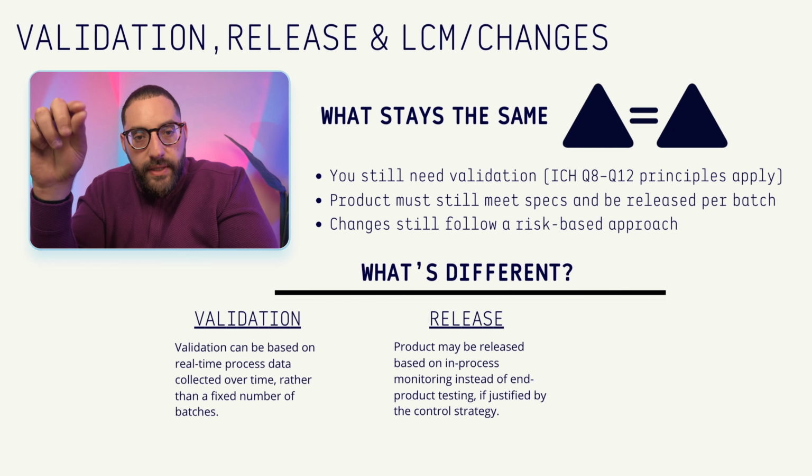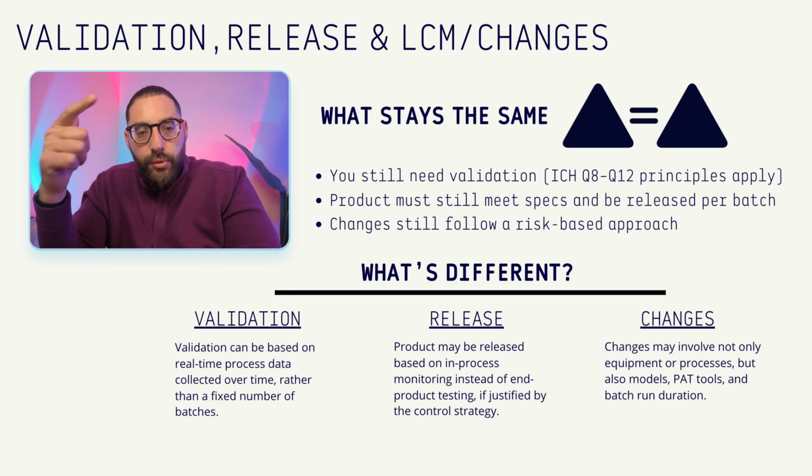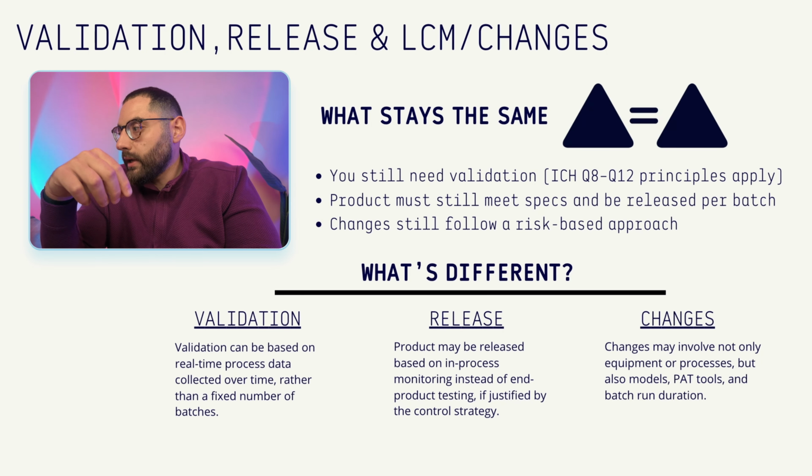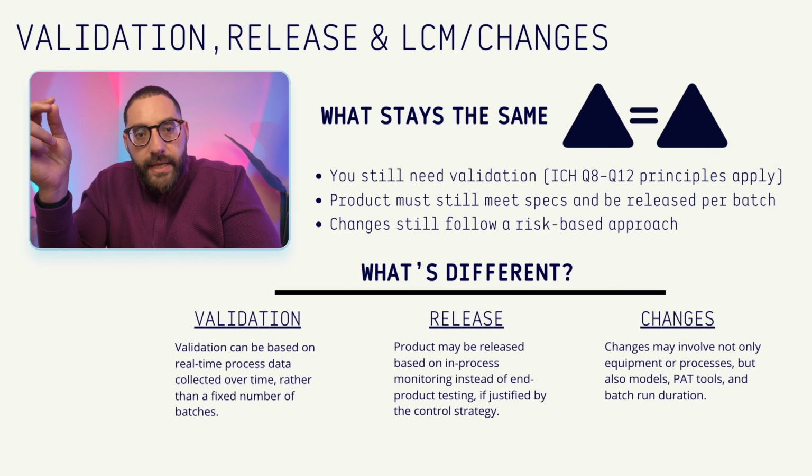And for lifecycle management, changes may not only impact product, process, or equipment. There may be additional impact assessments that you may have to do, like on your process analytical technology, if you have it, and if it has any impact on how you define how long your batches run. So that is it for ICH Q13. It's answering the question, how do you maintain traceability, control, and confidence in your process if your process never stops? You still need a batch, you still need traceability, you still need a control strategy, you still need validation, and you still have to manage changes.